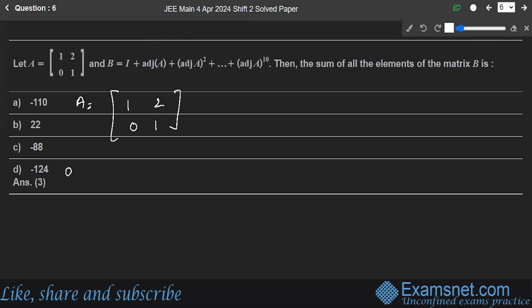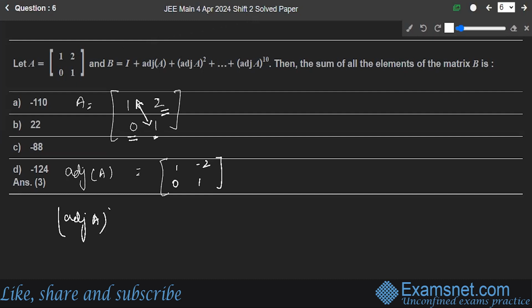To find the adjoint of a 2 by 2 square matrix, it's pretty easy. You just have to interchange these two elements, and these two elements will have a change of their signs. So this one will shift over here and here, and this 2 will be -2, and 0, like minus of 0 is actually 0 only. So this is adjoint of A.